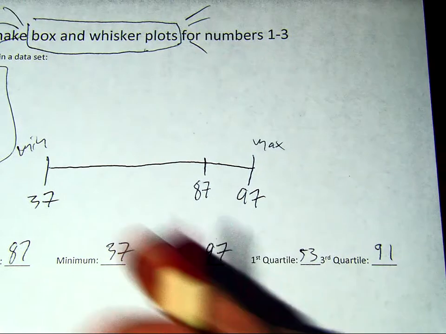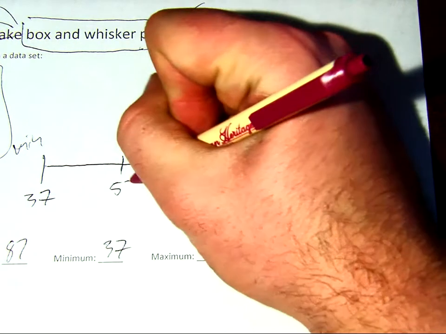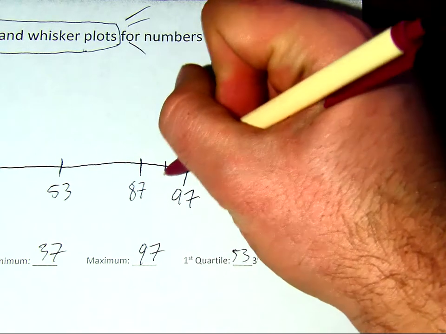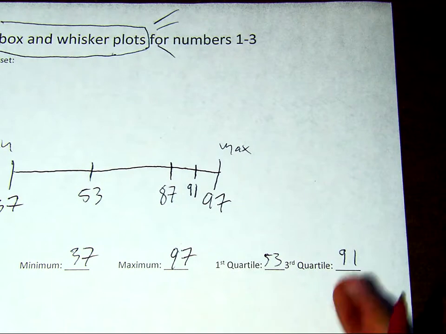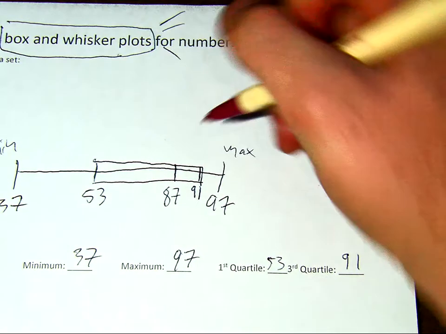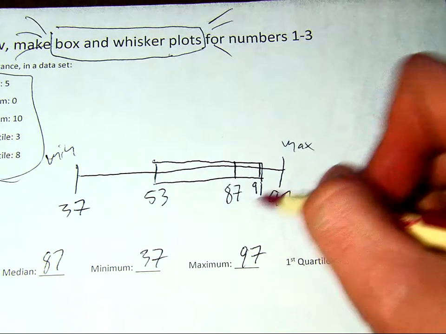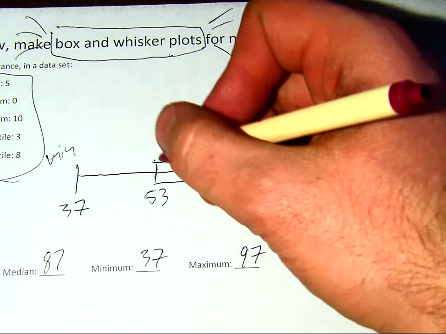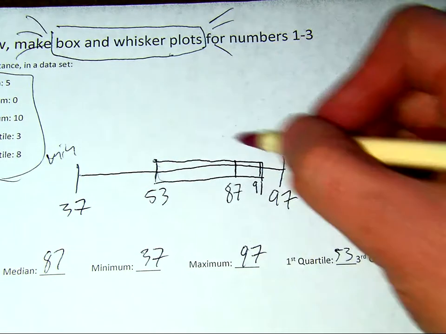Now, 53 is going to be about halfway between 37 and 87. About there. My third quartile, 91, is going to be about halfway between 87 and 97. Now, what I'm going to do is connect my first to my third by using a box, like so. Now, we have this thing called the box and whisker. There's a box and some whiskers. What the box says is that half of our data, half of our information, is going to be within this box. That's a pretty good estimate about where most of the scores lie.